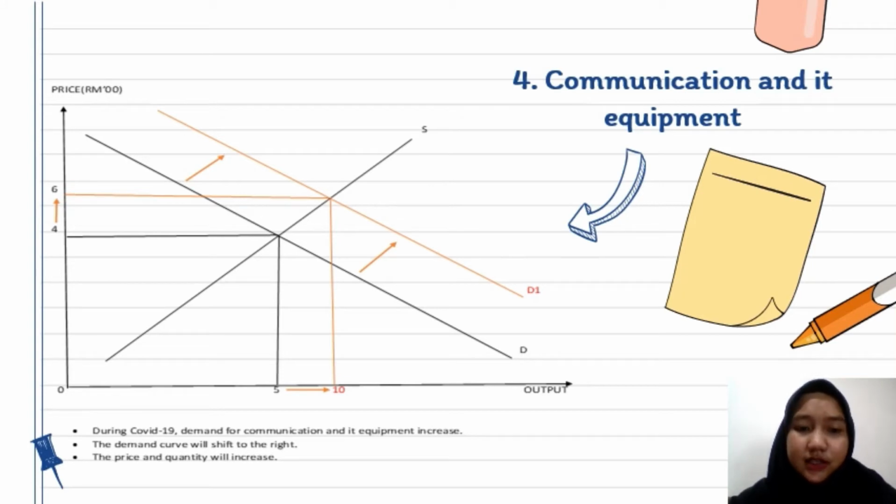During COVID-19, the demand for communication and IT equipment increased. So when the demand for it increases, of course the demand curve will shift to the right. Why is the demand increased? Because we all know that during COVID-19, so many industries, so many universities and colleges were affected by it.